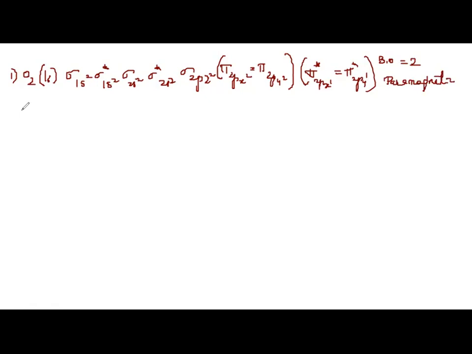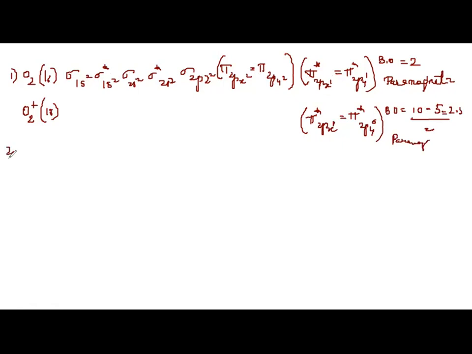When O2 changes to O2 plus, so O2 plus means what? One electron lost, 15. Correct? Rest all remains the same. What changes is pi star 2px. One electron goes from here. So it becomes pi star 2px1 equal to pi star 2py0. So bond order will be 2, 4, 6, 8, 10. 10 minus 2, 4, 5. 5 by 2, it is 2.5. Correct? And it is still paramagnetic.